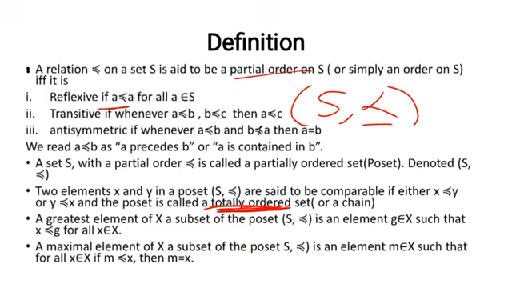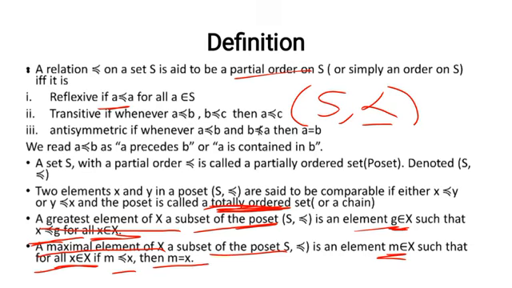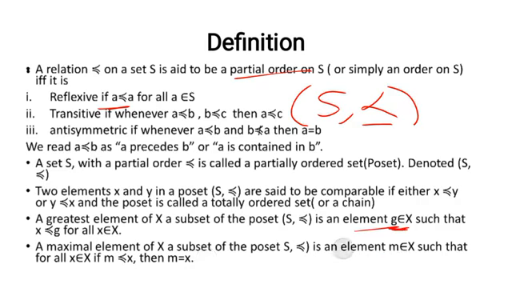Now, a greatest element of X, that is a subset of the poset, is an element G in X such that X precedes G for all X in capital X. The next definition is a maximal element. For a maximal element in the poset, a subset X of a poset is an element M in X such that for all X in X, if M precedes X, then M equals X. We will need to know these definitions, but we will use them later in examples. So for now, know these definitions by heart, and then we'll see them being applied shortly.